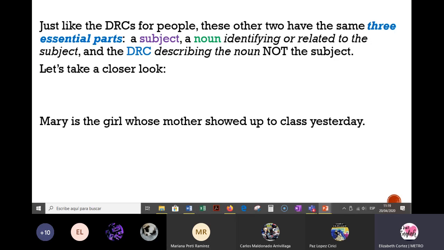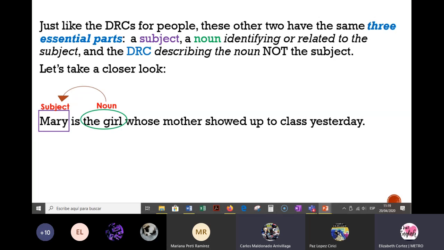Maldonado, can you please read this sentence? Mary is the girl whose mother showed up to class yesterday. All right, Maldonado. Let's analyze the sentence. Which one is the subject here? Mary. Mary, very good. Mary is the subject. And the noun? Girl. The girl is the noun describing the subject.